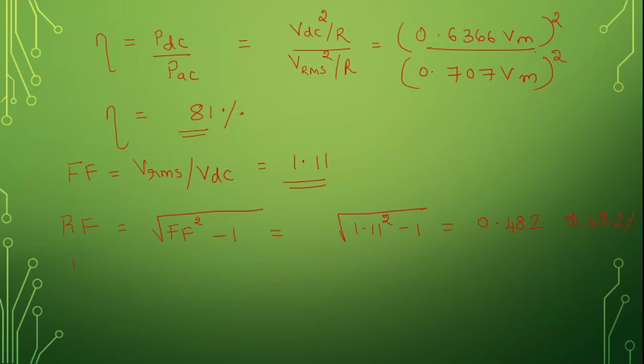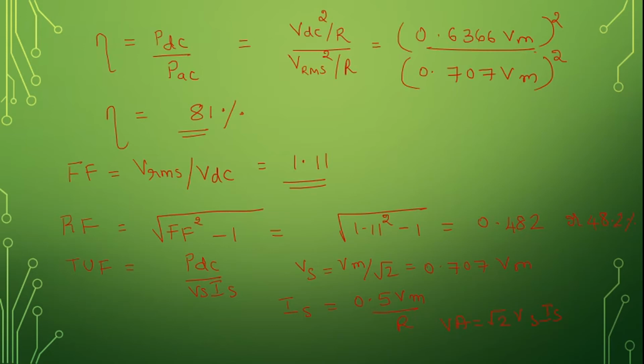What is the transformer utilization factor? Transformer utilization factor is PDC by Vs Is. Vs is the RMS voltage of the transformer secondary, so Vs is equal to Vm by root 2, which is 0.707 Vm. The transformer secondary current Is is 0.5 Vm by R. Our volt ampere rating of the transformer will be root 2 Vs Is.